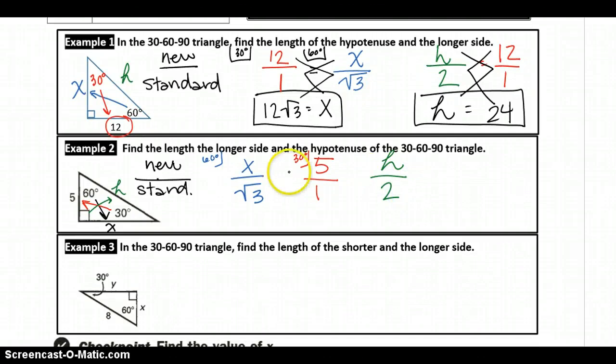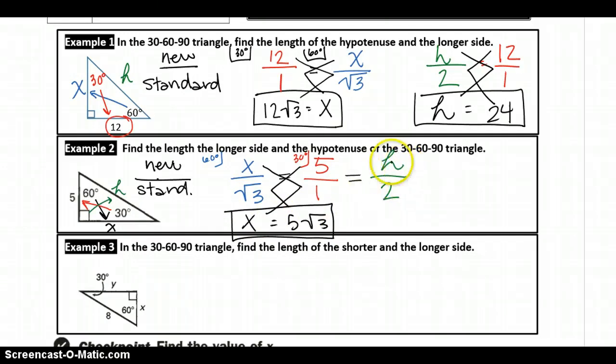Now all three of these fractions must be equal to each other because since these are both 30, 60, 90 triangles, they have to be similar. So I can go ahead and cross multiply to solve for both x and h. So to find x, I'm going to multiply x times 1 gives me x, and 5 times root 3 gives me 5 root 3. So x equals 5 times the square root of 3. I can leave my answer in radical form just like this.